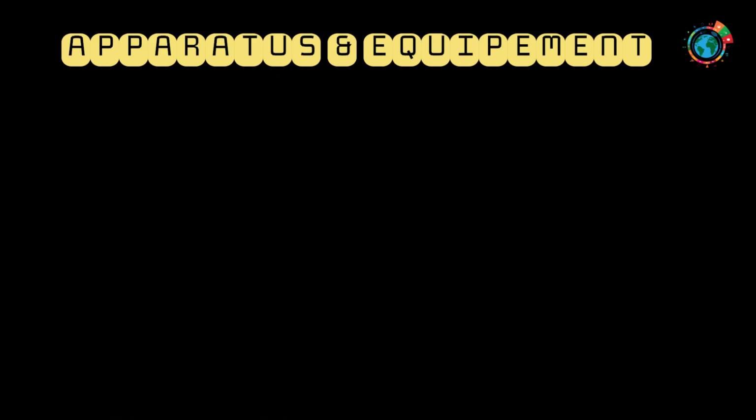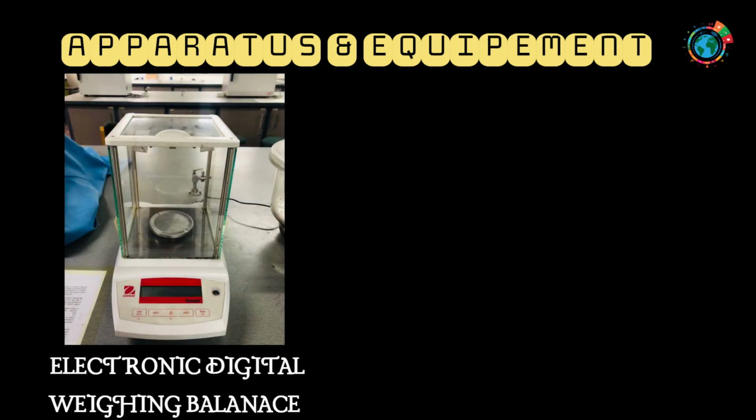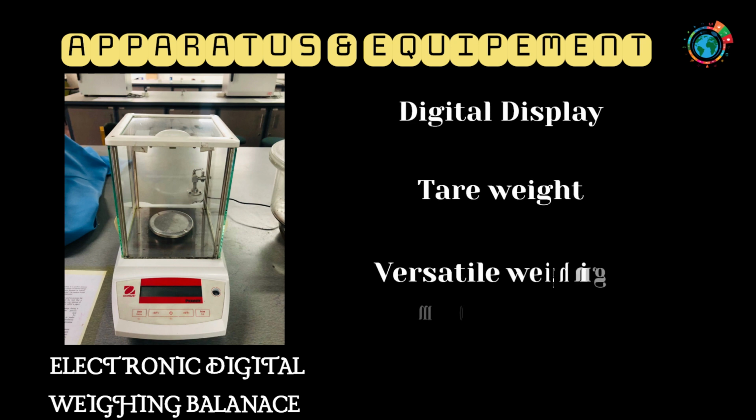5. Electronic digital weighing balance. It is preferred to use this balance as it provides accuracy and precision. They have a digital display along with a tarring function that helps in easy calibration. Moreover, they are versatile in terms of weighing modes.